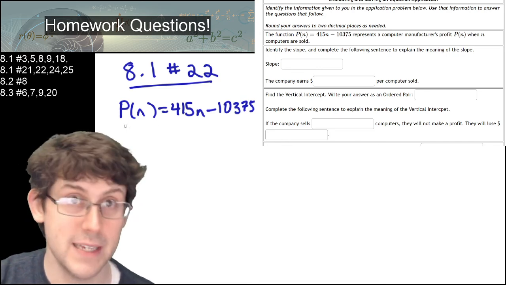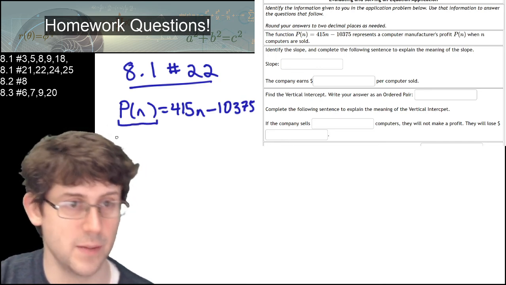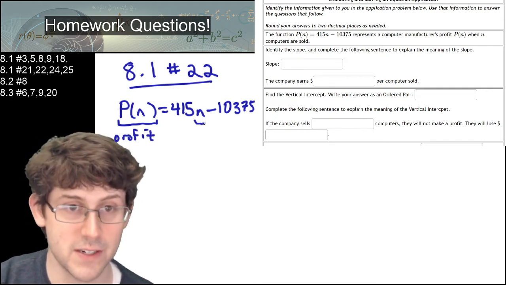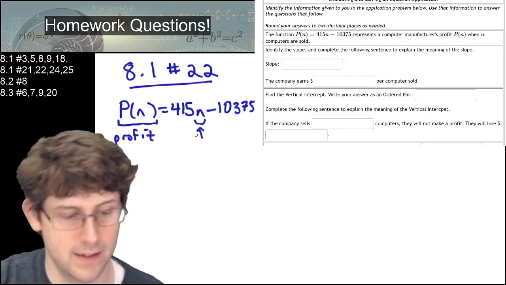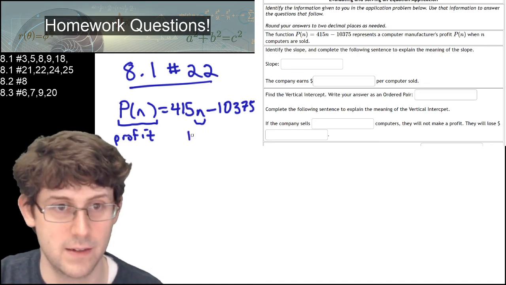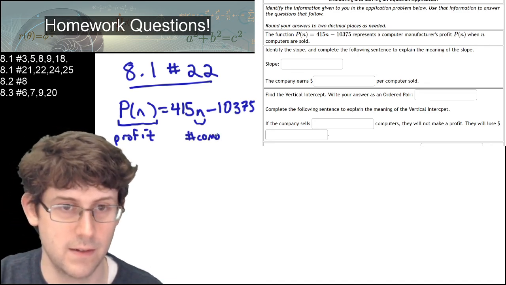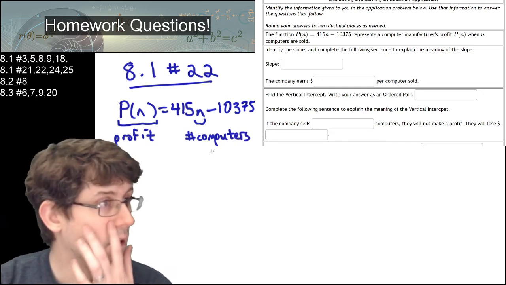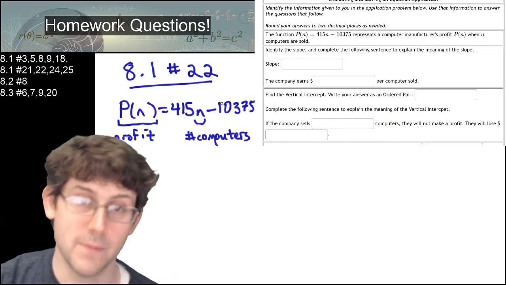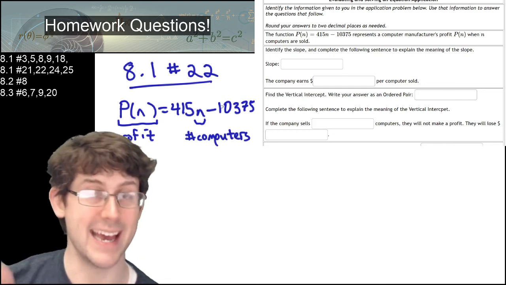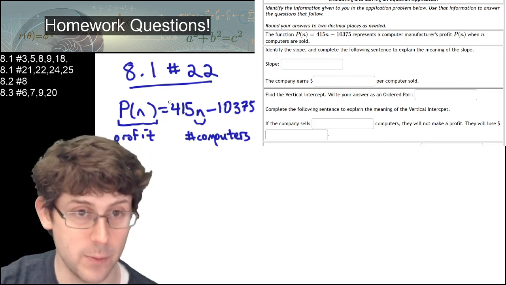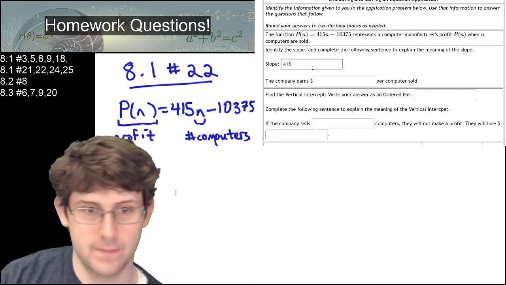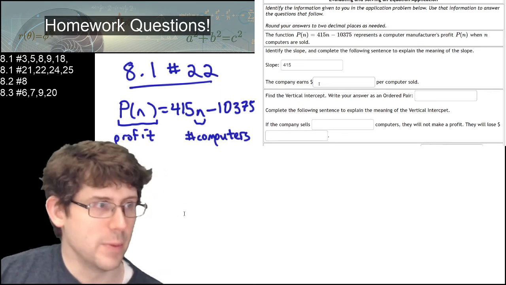Represents the profit P of n. So here's the profit when n computers are sold. N is the number of computers. Identify the slope. Okay, well, in this formula, the slope is like the m in mx plus b. So the slope is 415.